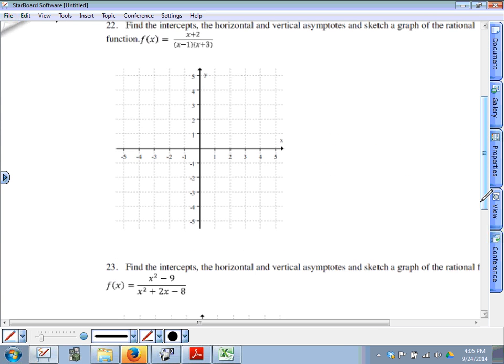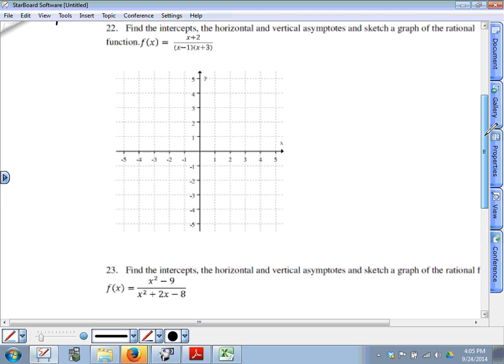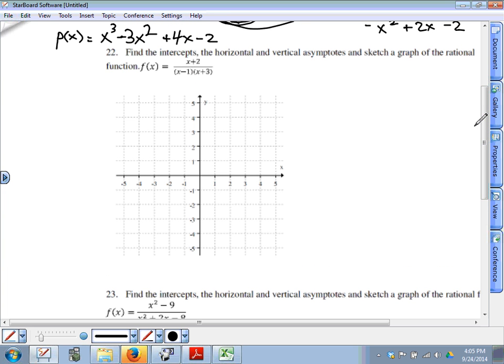Okay, this is from the very last section in the chapter. In the 6th edition, it's 3.7. In the 5th edition, it's 4.6. The directions are very detailed in that they give you most of the steps you need to take to graph a rational function. You can find intercepts, the asymptotes. I'm actually going to start with the asymptotes and then do the intercepts second.